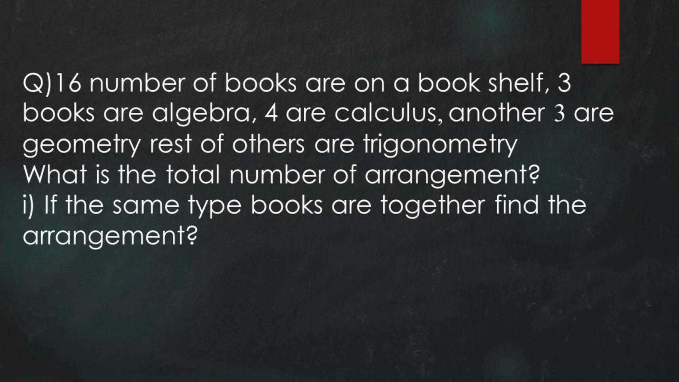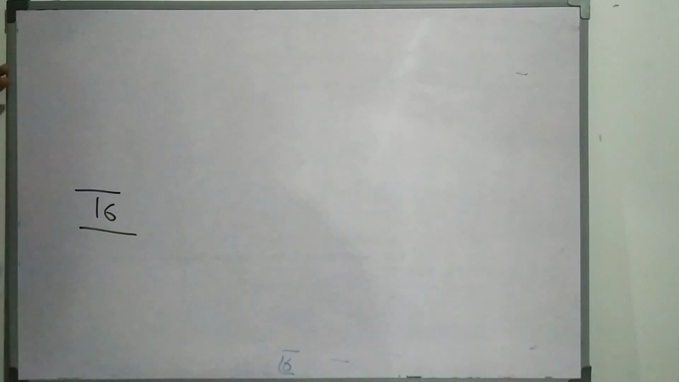Let's move to the next question. 16 books are on a bookshelf. 3 books are algebra, 4 books are calculus, another 3 are geometry, and the rest are trigonometry. What is the total number of arrangements? Okay, the 16 here, no?